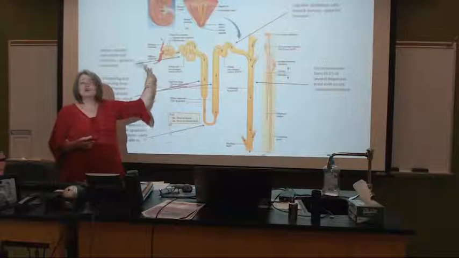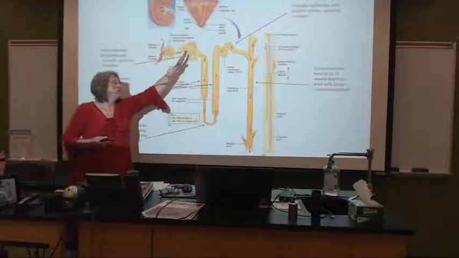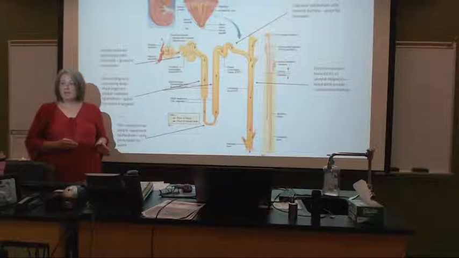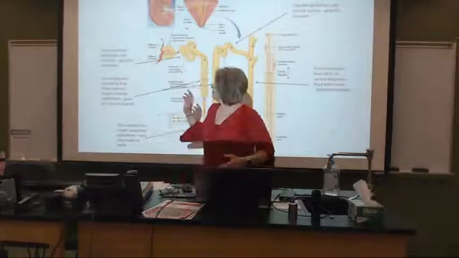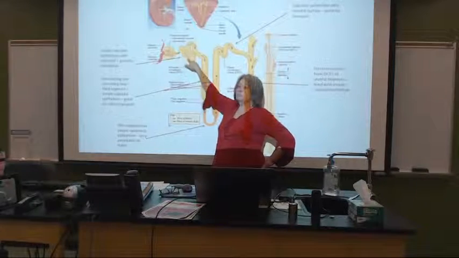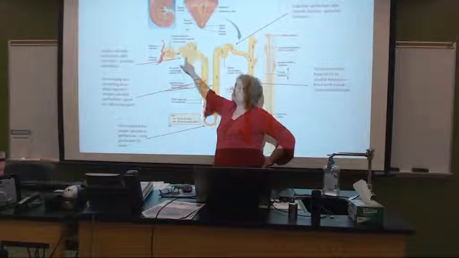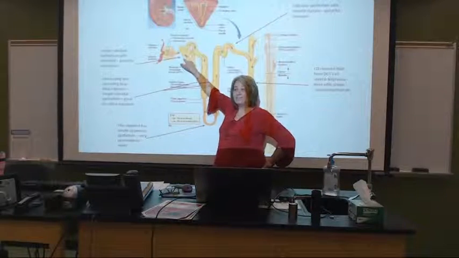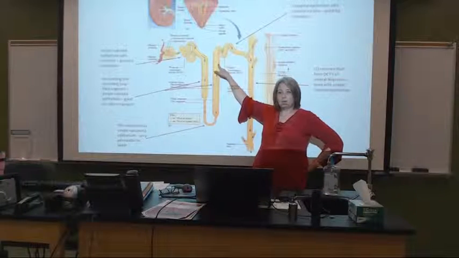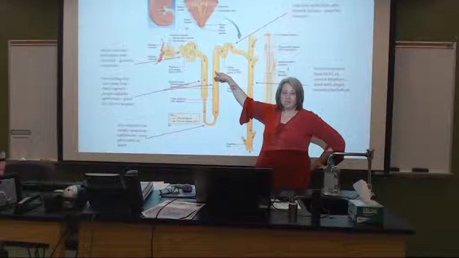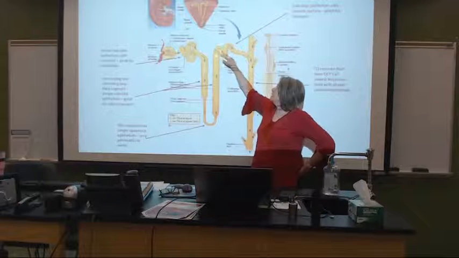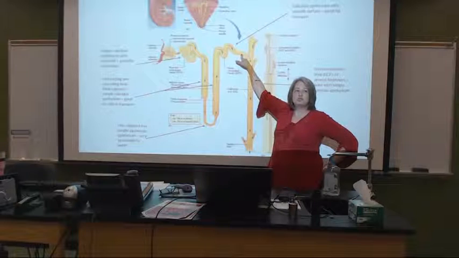We now have to move that filtrate through the rest of this tubular structure. So when we look at the structure of the nephron, we're going to find that we have a proximal convoluted tubule. That PCT makes its way to this great big loop, which is termed the loop of Henle, the nephron loop. That makes its way to a distal convoluted tubule, the DCT.